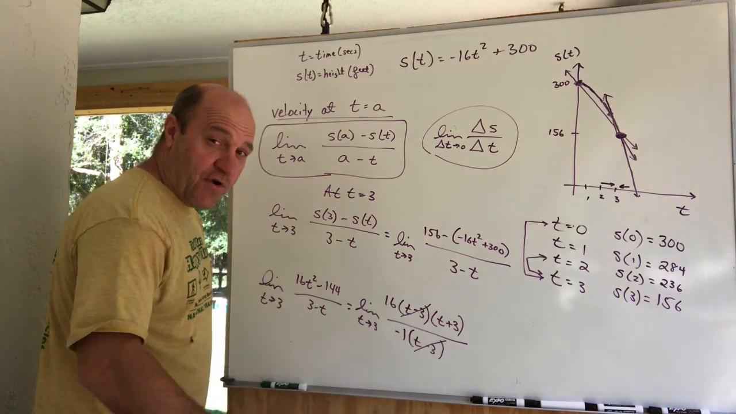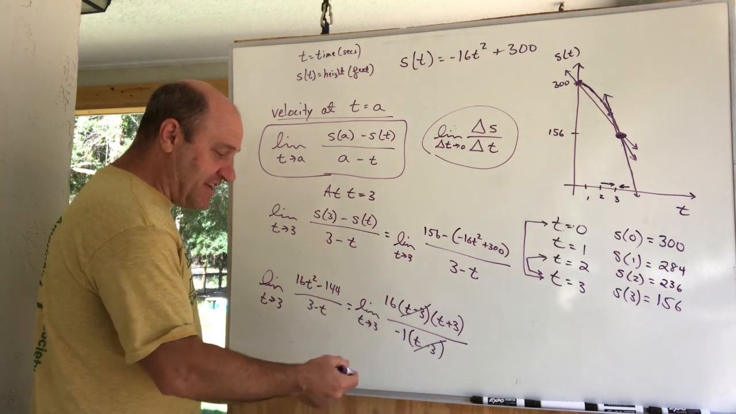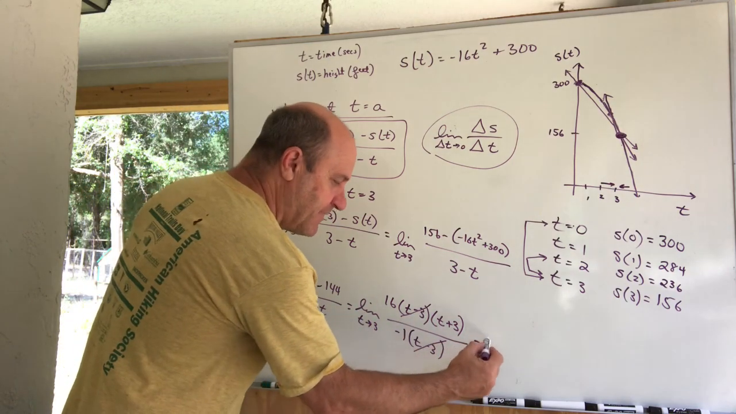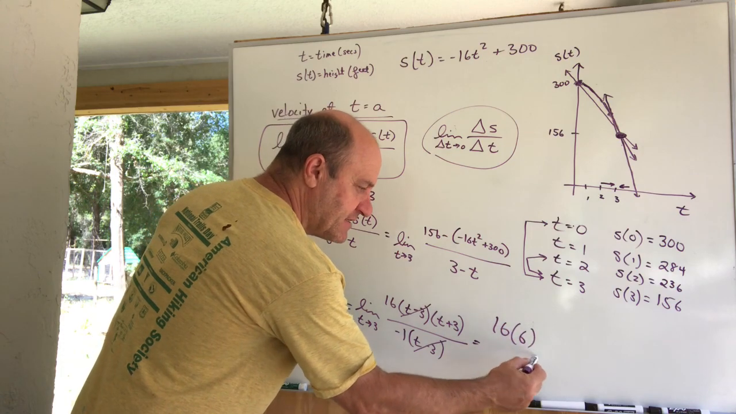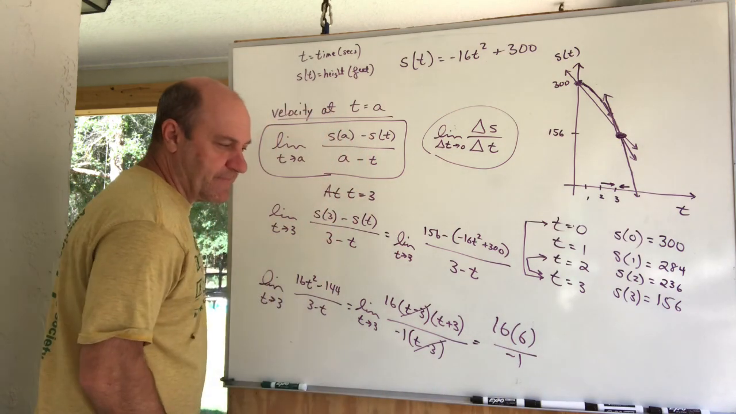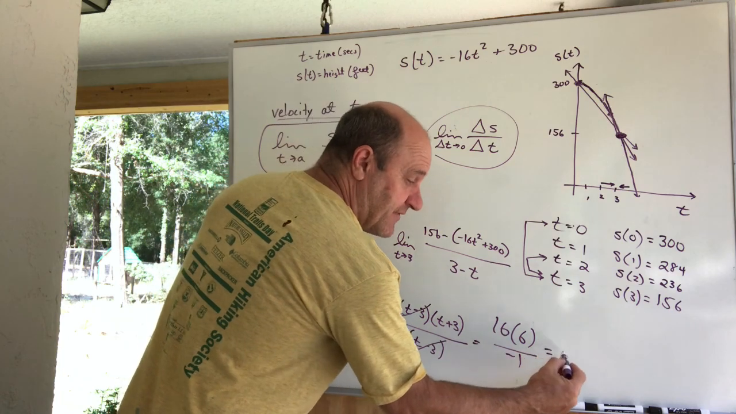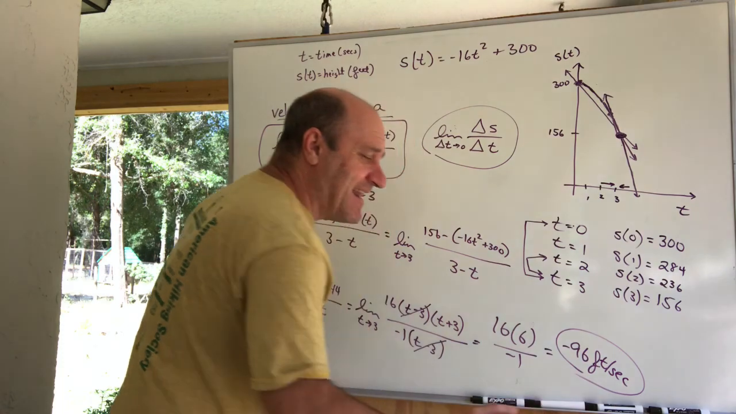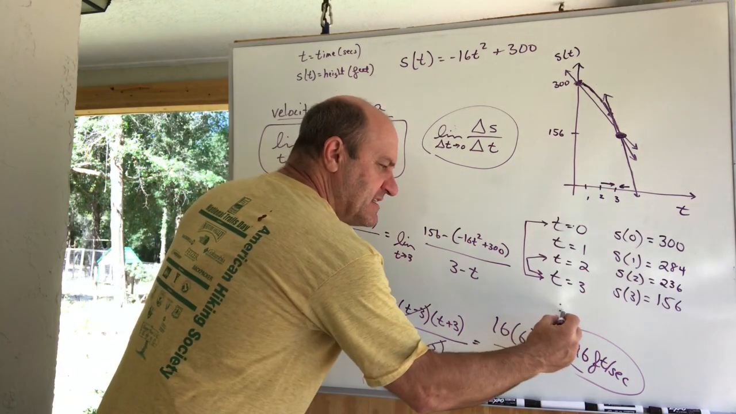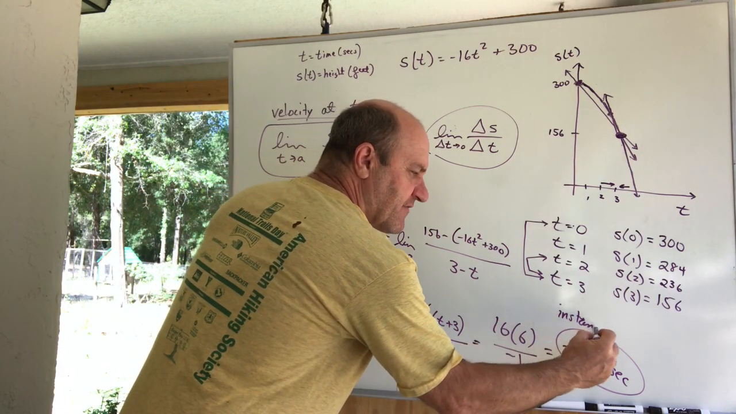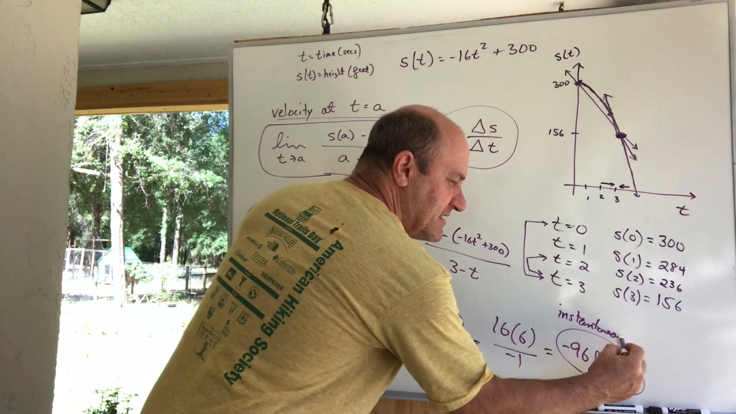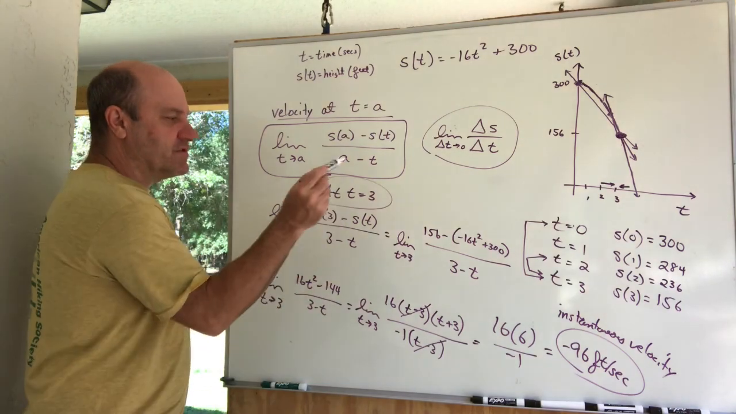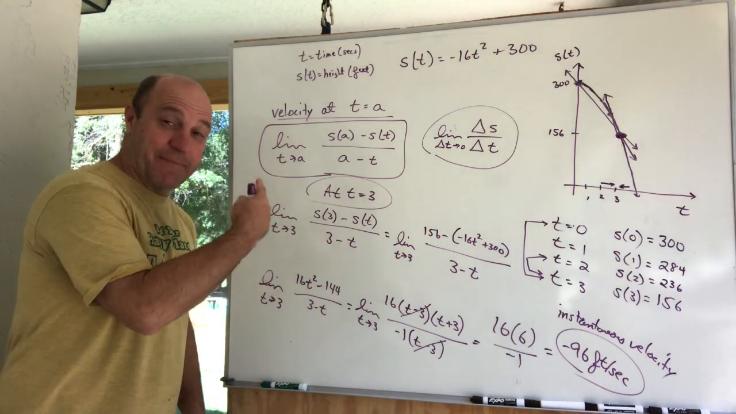That gets rid of our 0 over 0 problem. I can proceed to do this limit now. I can plug in a 3 into what's left. What I get is 16 times 6 over negative 1. That is negative 96 feet per second. That is not an average velocity. That is an instantaneous velocity. That is the velocity at the moment when t equals 3, thanks to this formula and this limit idea.